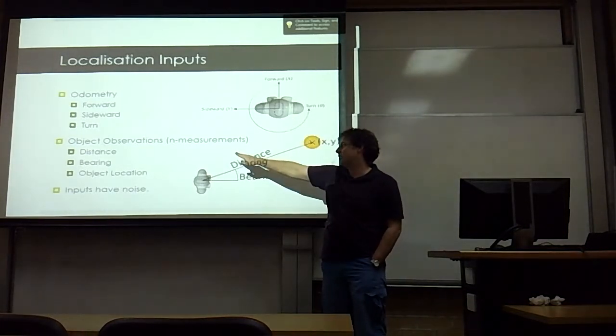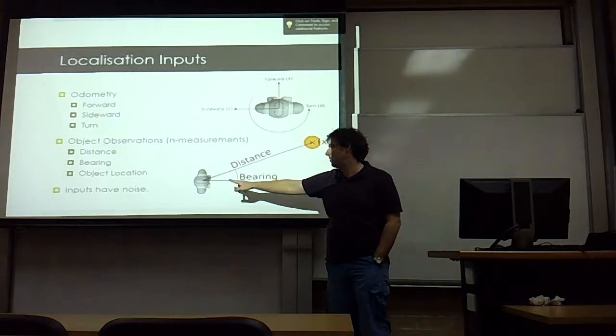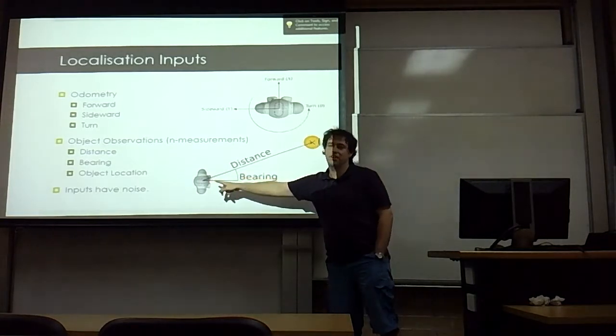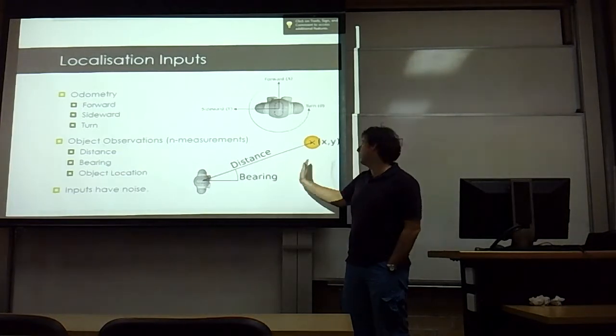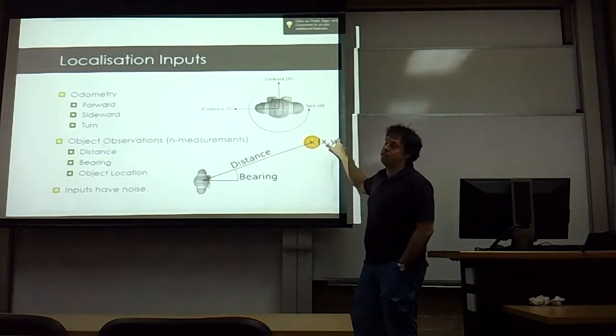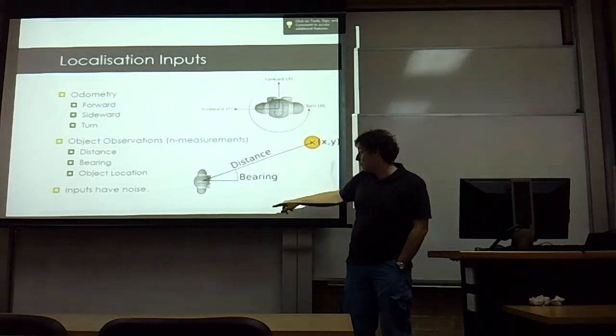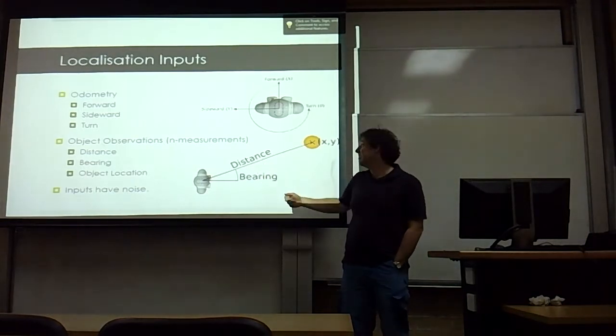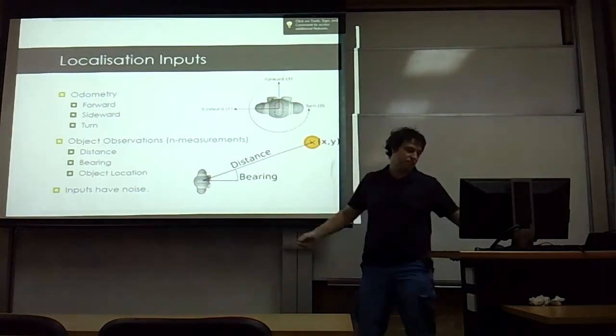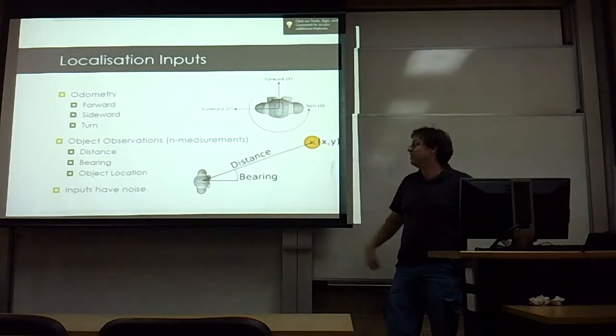For the object observations, we've got the distance, which is how far away the object is, the bearing, which is the direction from the robot, and then the position that that object is on the field, so the XY position on the field. All of these inputs have noise, so basically the job of the Kalman filter is to try to figure out the best estimate based on knowing that.